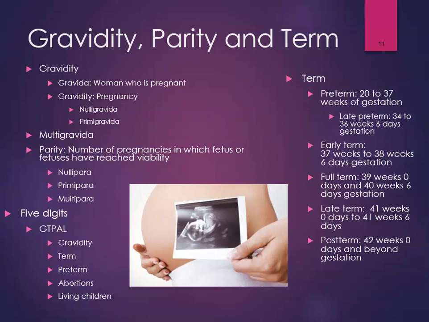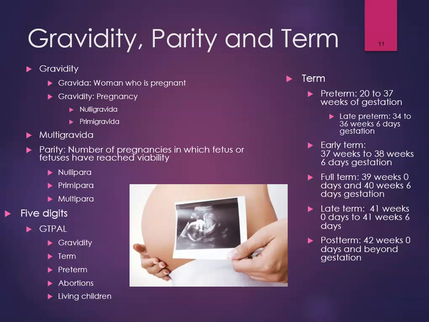So you see under the gravida and the parity that there is nulla, primi, and multi that you can add to that. So nulla means never. So that is somebody who's a nulligravida, somebody who's never been pregnant, for instance. Primi means first. So primigravida, somebody who is pregnant for the first time. Multi, so somebody who has been pregnant multiple times, for instance.